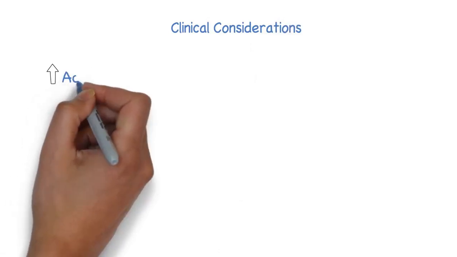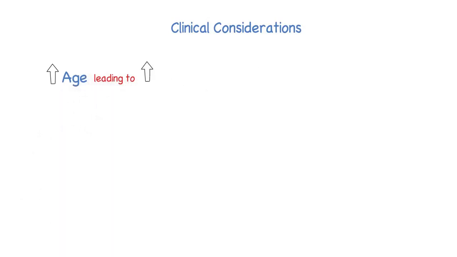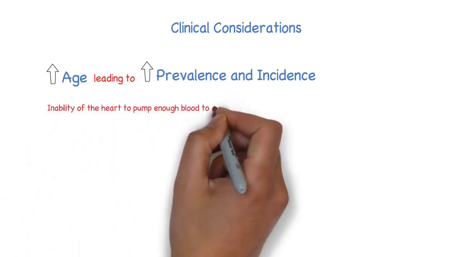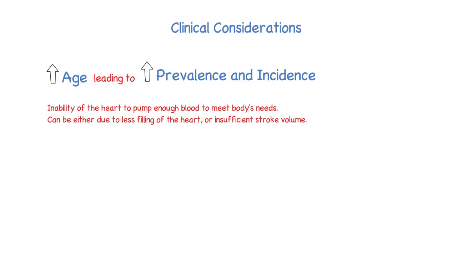Heart failure is a common syndrome, increasing in incidence and prevalence nowadays, and the reason for that is increasing age. Heart failure is a disease of old age, and as there are more people who are living longer, that is why the prevalence and incidence is increasing. Now, by definition, it is the inability of the heart to pump enough blood to meet the body's needs. It can be either due to less filling of the heart or due to less pumping force of the heart, so the ejection fraction reduces or stroke volume reduces.